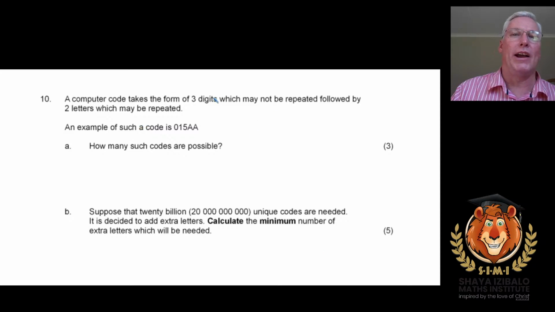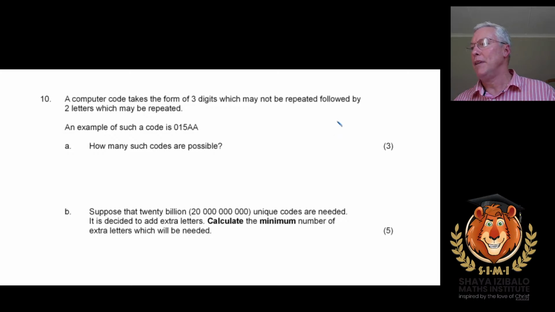We're now onto the counting technique stuff, and we're making good progress here. So a computer code takes the following form. It has 3 digits which may not be repeated, followed by 2 letters which may be repeated. So here's an example. There are 3 digits which are not repeated, and then 2 letters. It says how many such codes are possible.